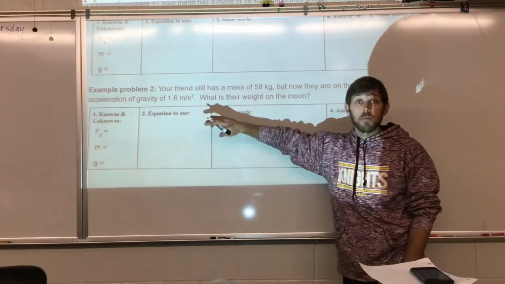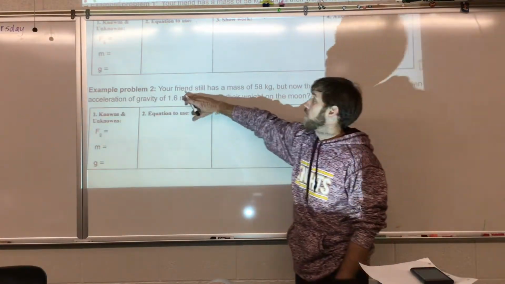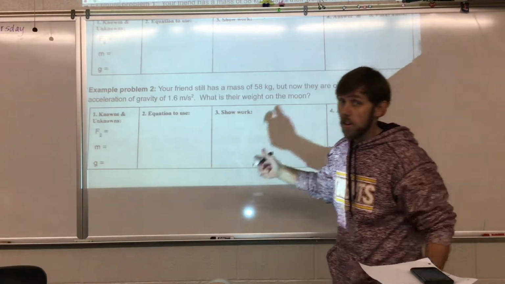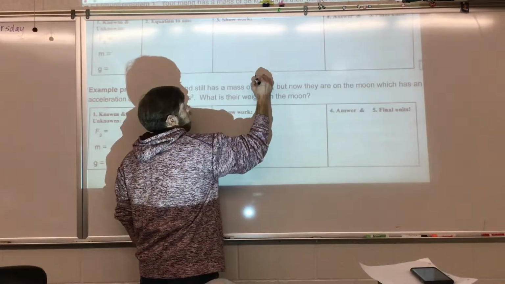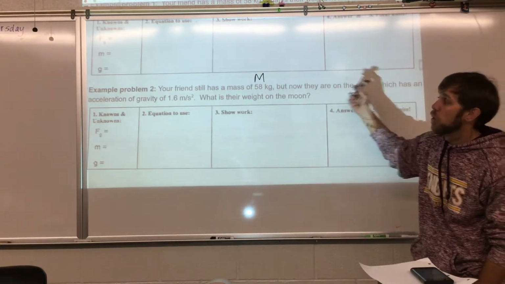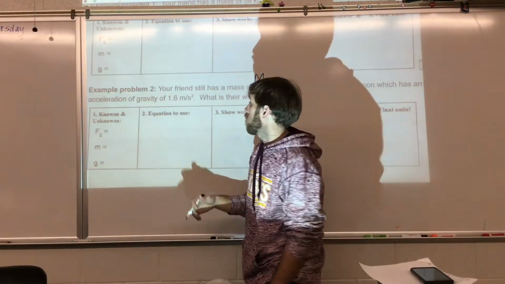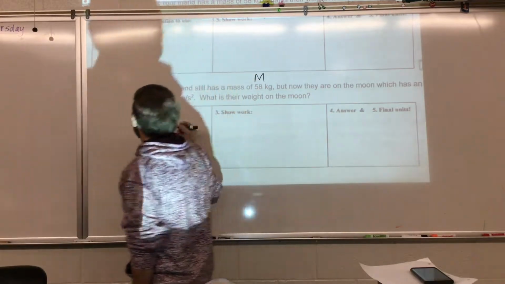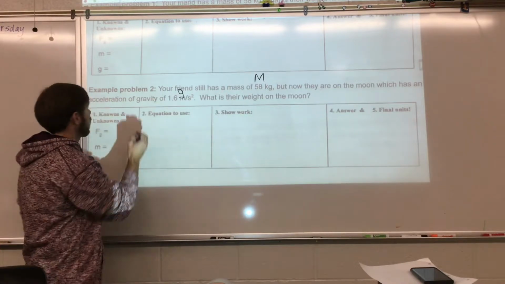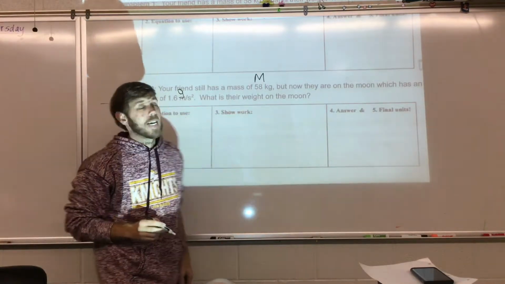All right, example problem 2. It says your friend still has a mass of 58 kilograms. So right away as we're reading it, to make our life easier while we're problem solving, we can say, oh, I already identified that as the mass. But now they're on the moon, which has an acceleration of gravity of 1.6 meters per second squared, instead of Earth, which is nearly 10. So we can turn around right away and say there's our force of gravity. And it even says acceleration of gravity. So what is their weight on the moon?